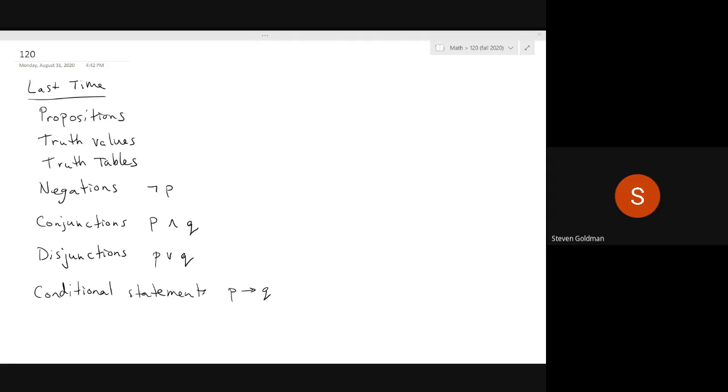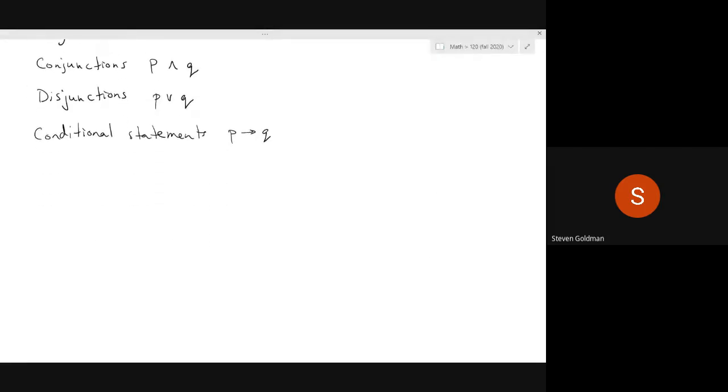All right, so let's begin. We're going to continue where we left off. We are still in section 1.1 for now. So again, the last thing we were discussing was conditional statements. We're now going to define what the inverse, the converse, and the contrapositive are of a conditional statement.